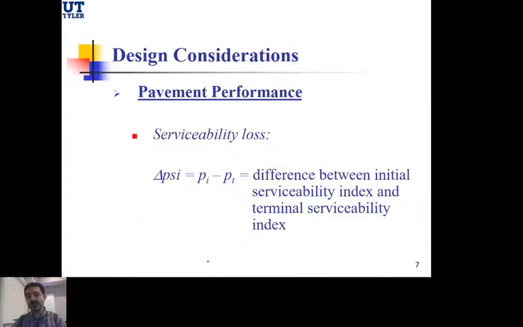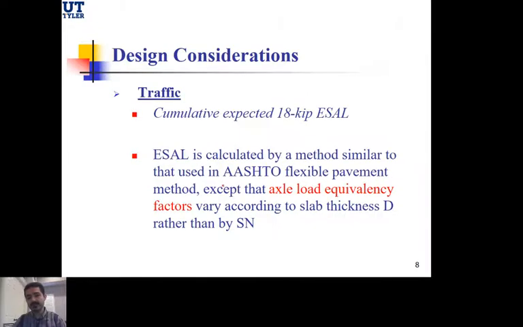So same thing, we're going to have the delta PSI, which is the serviceability loss, equal to the initial serviceability, which is again 4.5 for rigid pavement, minus PT, which is the terminal serviceability. Again, it can be 3, 2.5, or 2, depending on the road classification that we're designing.